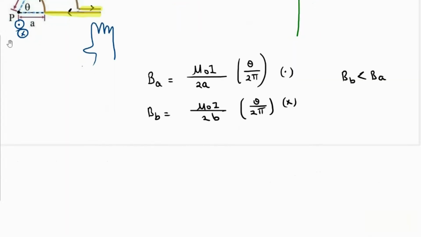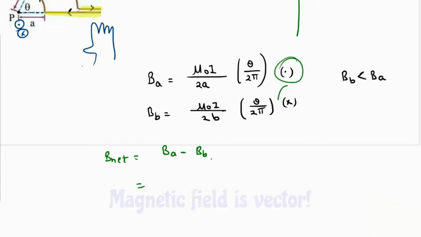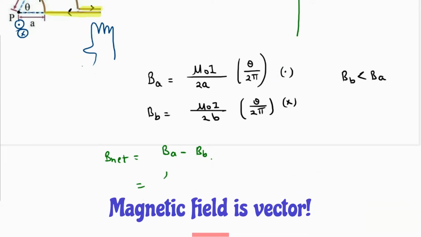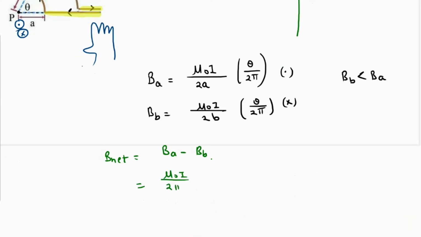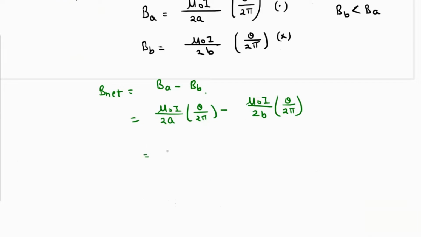So definitely the field because of the outer one will be less than the field because of the inner one. So the net magnetic field is going to be the difference, because they are in opposite directions, and the inner one has a higher magnitude. So that will be mu naught I over 2A theta over 2 pi minus mu naught I over 2B theta over 2 pi as well. So we can take mu naught I theta over 4 pi common. So we are left with 1 over A minus 1 over B.